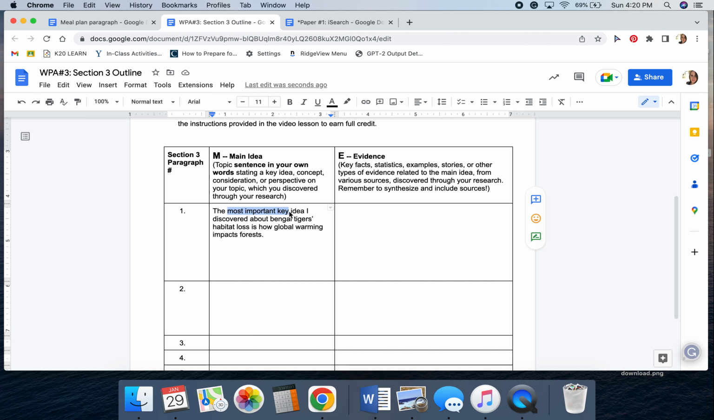So I chose this because it's the most important one. You might say something like the first cause, or the first key effect, the first thing that begins to happen when somebody does whatever. And then here you're going to have evidence, and that's going to be source-based and specific and detailed. So you could think of it, underneath this in a normal outline, what would you have?